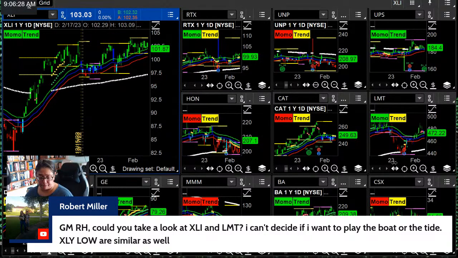I would focus on first, right? Can't decide. I would not even consider that, Robert. I would not even consider that one of the boats to focus on, right? Because of the structure. So XLI is fine.